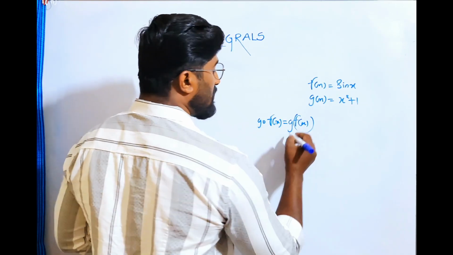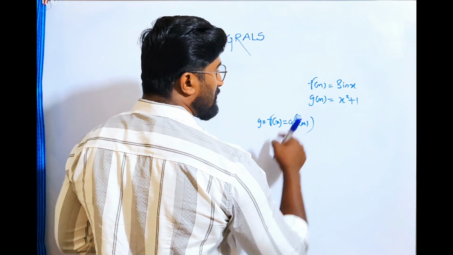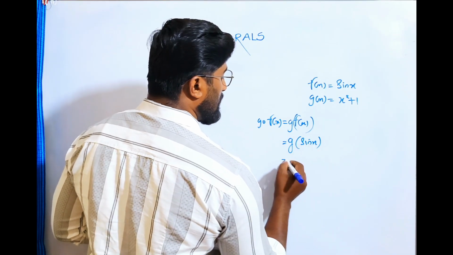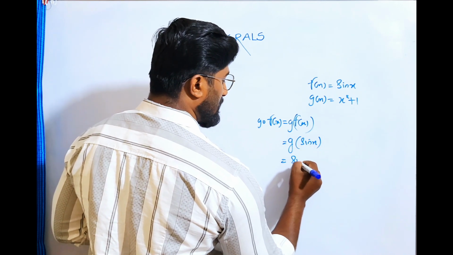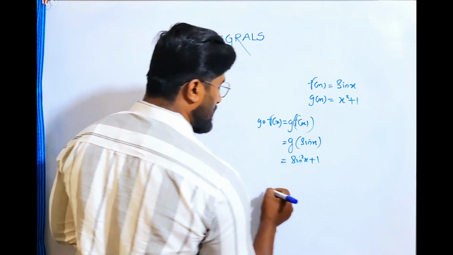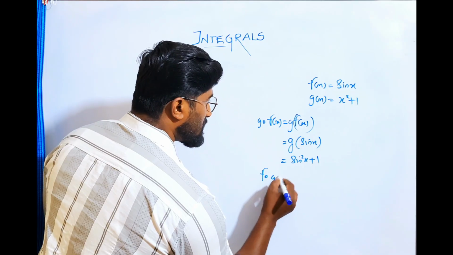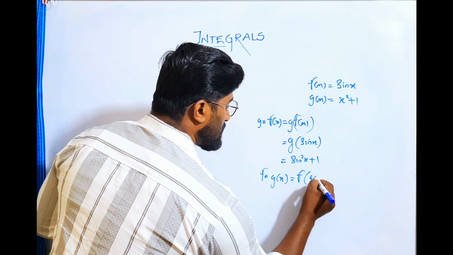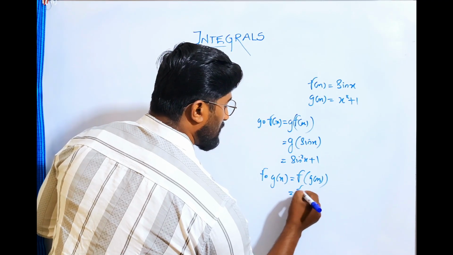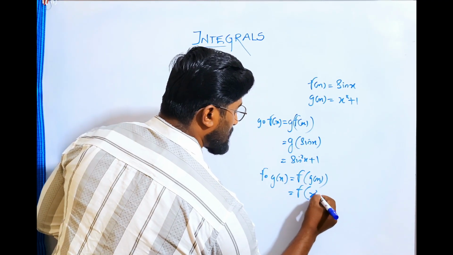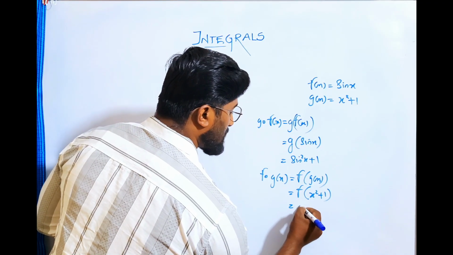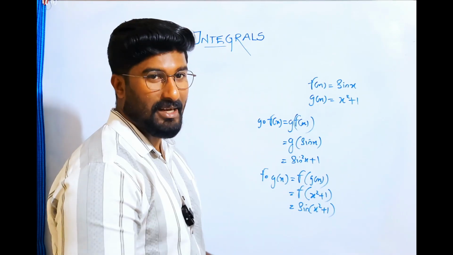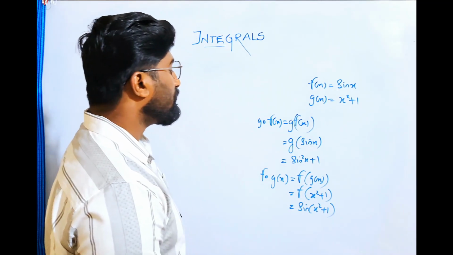Let us take the above example, g of f of x, that is g composition f of x. It's a composite function, which is equal to g of f of x, where f of x is sine x, then g of x is sine square x plus 1. Same way, f composition g of x is equal to f of g of x, where g of x is x square plus 1, so f of g of x is sine of x square plus 1. You understood how to identify composite functions.